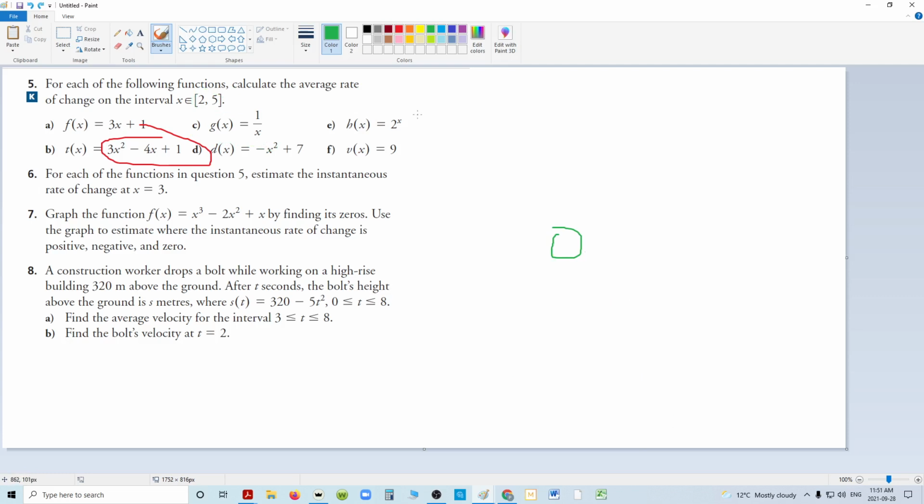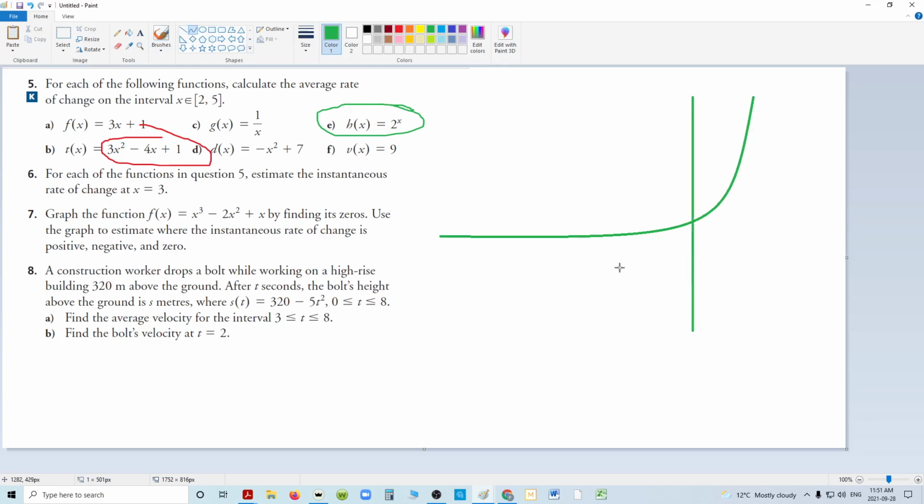What about this one? Well, try to remember your growth curve. Growth curves are going to look like that. And they're also going to have very common points.